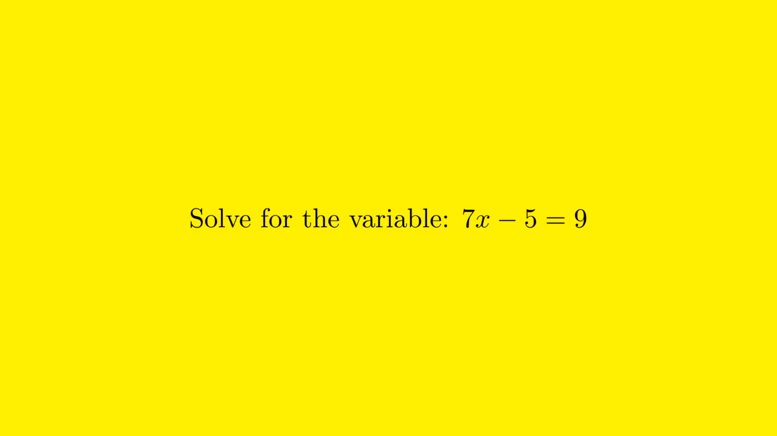Welcome to our instructional video on how to solve for the variable in a linear equation. In this video, we will be solving the equation 7 times x minus 5 equals 9. By the end of this video, you will have a clear understanding of the steps involved in solving for the variable x. So let's get started.